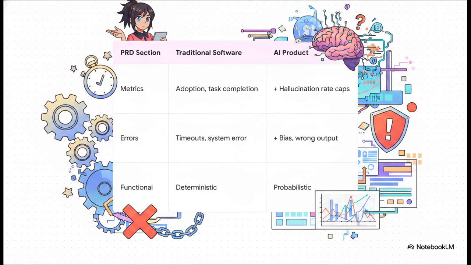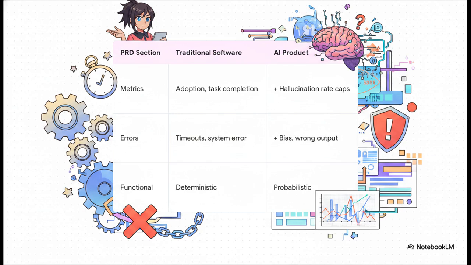Now, because of this whole probabilistic nature, literally every section of a traditional PRD needs a major overhaul. Take error states, for example. In traditional software, this is a pretty small list, right? Just network timeouts or simple system errors. But in AI, this transforms into a massive failure mode taxonomy. We're talking wrong outputs, hallucinations, biased expressions, the whole shebang.